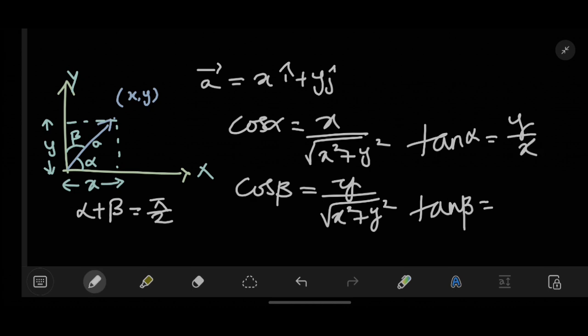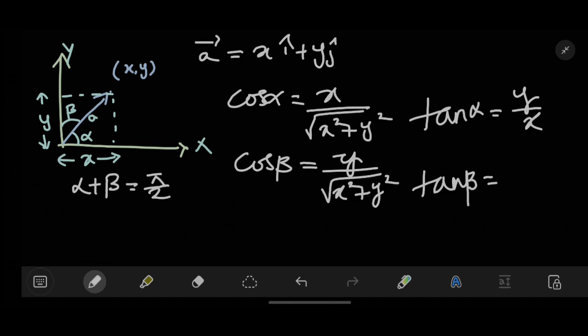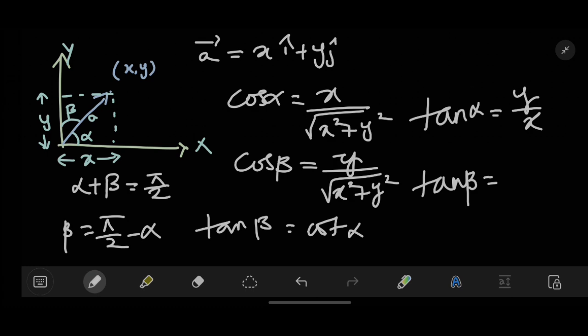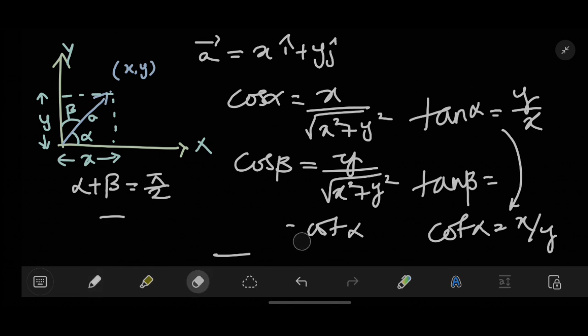And what about beta? Tan beta can be easily found in this way. See here, alpha plus beta is equal to pi by 2. Beta is equal to pi by 2 minus alpha. Now I will put tan on both sides. So tan beta is nothing but tan of pi by 2 minus alpha, that is nothing but cot alpha. So cot alpha is simply the reciprocal of tan alpha, right? So cot alpha is x by y, that is nothing but tan beta. Okay, I hope it is clear. Cot alpha is nothing but reciprocal of tan alpha. And here beta is pi by 2 minus alpha. Understand these two points, then everything will be clear.